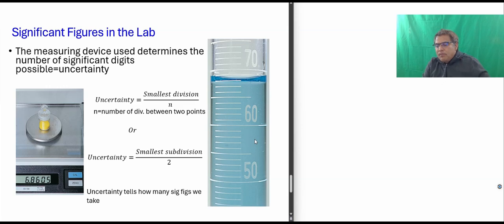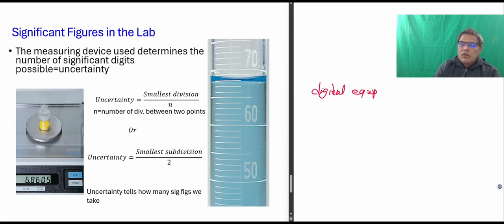So in the lab, how do I use significant figures? In the lab you have similar types of equipment. This is your measuring balance, meaning weighing balance. Look at that. This has 6.8605. This is digital equipment and analog equipment. This is analog and this is digital. Okay, this is the digital weighing balance.